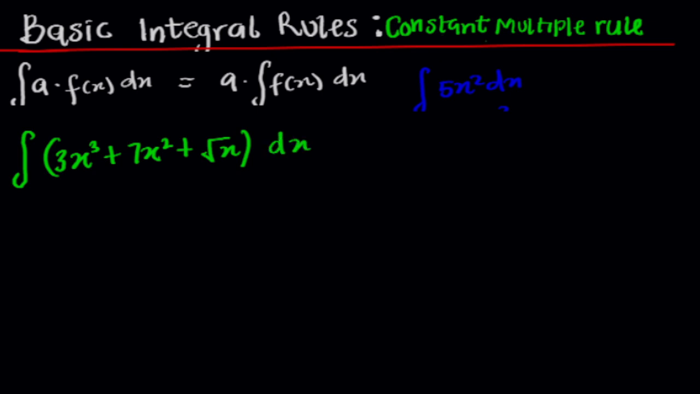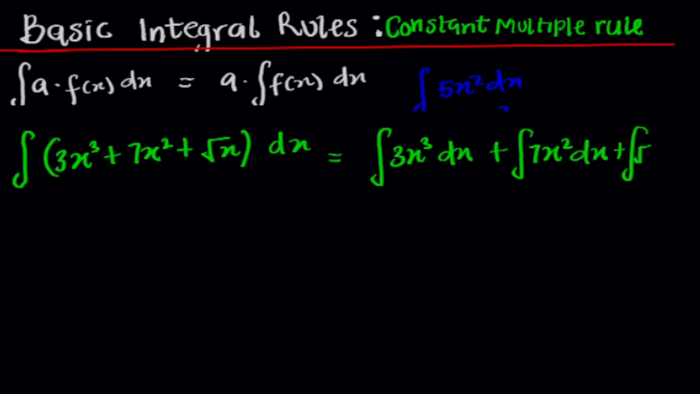So still under the constant multiple rule, if you look at this very well, that shows that the constant multiple rule, the power rule, and also the third one, which is the constant rule, are similar, right? That's why they are similar. So what we are going to have here is the integral of 3x^3 dx. If we separate, then plus the integral of 7x^2 dx. Then plus the integral of root of x dx.